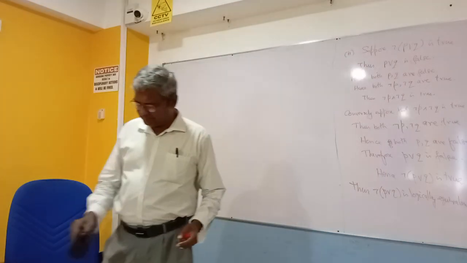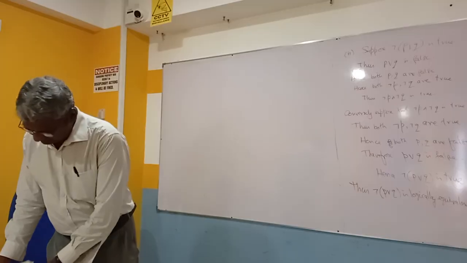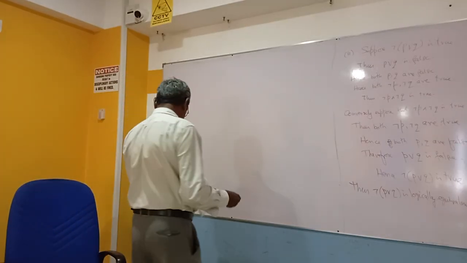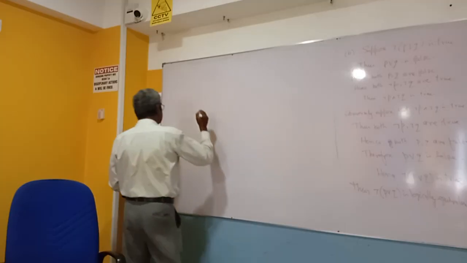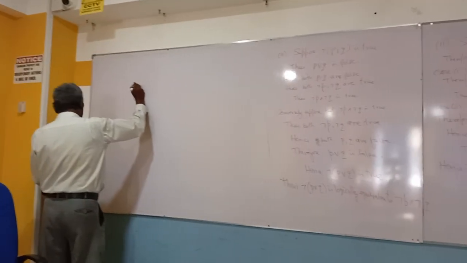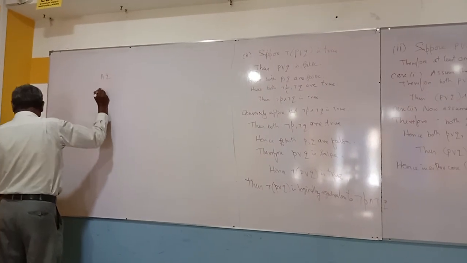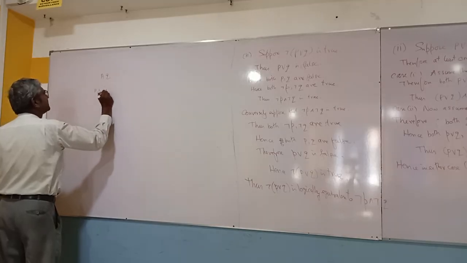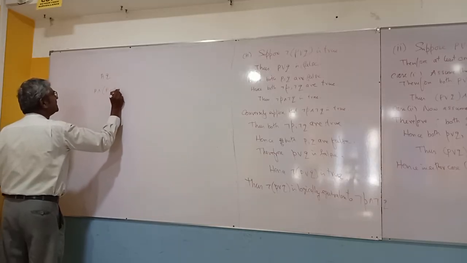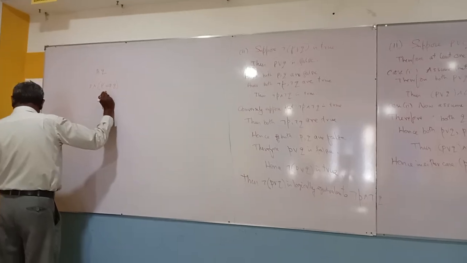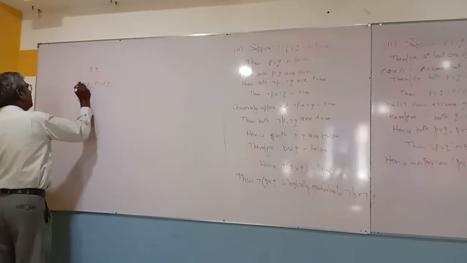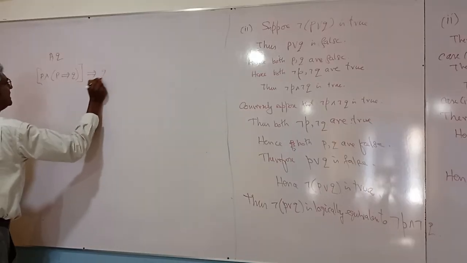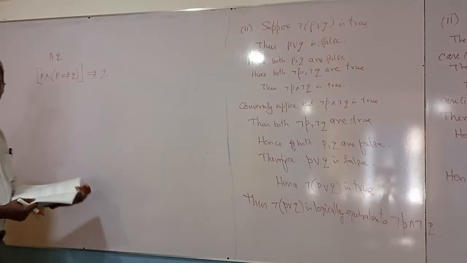I have written here. These are trivial. If P and Q are statements, then P and P implies Q, this whole thing implies Q, is a tautology.